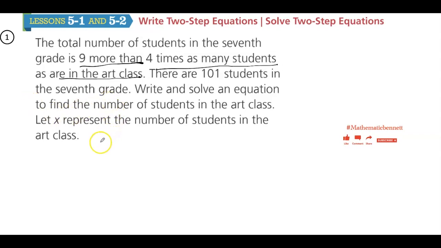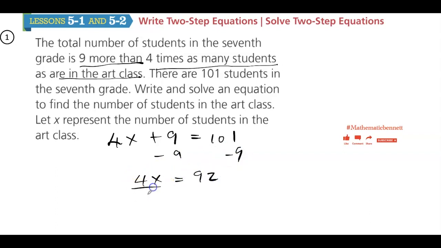So from there we can write our equation. Since it's 9 more than 4 times the number of students in art class, we know it's 4 times X plus 9 would be equal to 101. From there we can solve this equation. We can subtract 9 from both sides. We see that 4x would be equal to 92. From there we can divide both sides by 4. We see that x would be equal to 23.